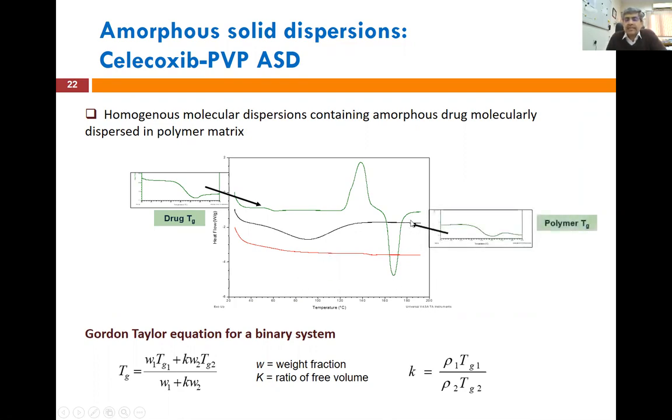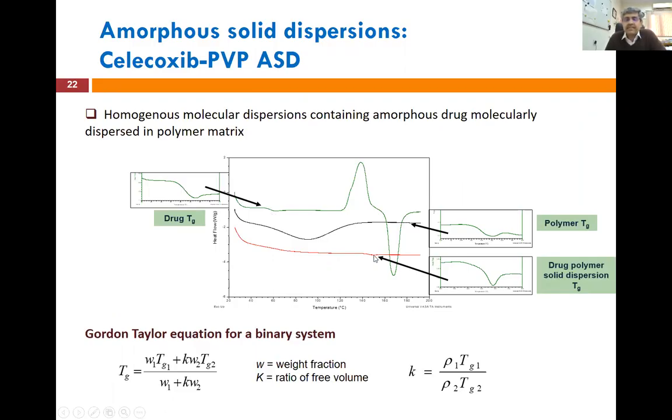This is the glass transition temperature of the polymer, which is PVP-K30. This event is because of the water loss that is present in the polymer. And then later on, there is a very small event that has been shown by zooming in here. So this is the Tg of the polymer. And the red line is the amorphous solid dispersion, which shows a Tg value which is midway between that of the polymer and that of the drug.